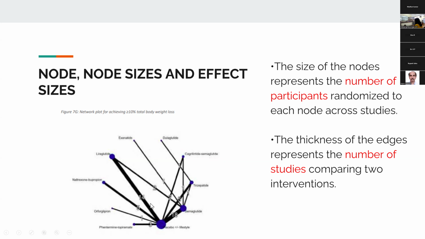For example, there are 14 RCTs comparing placebo or lifestyle to liraglutide, whereas there are only 2 RCTs that compare liraglutide to semaglutide. There are 18 that compare semaglutide to placebo and lifestyle. So, again, the size of the node represents how many participants, and the thickness of the edge represents how many studies there are in that pairwise comparison.